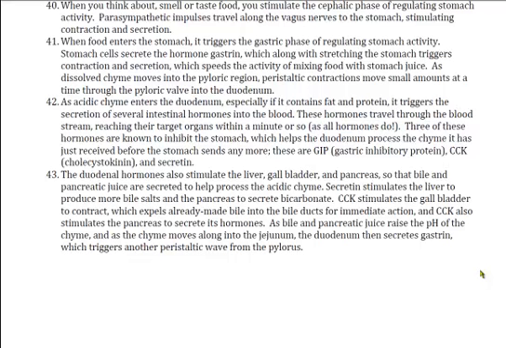And as bile and pancreatic juice raise the pH, then the duodenum is going to secrete gastrin, which triggers another peristaltic wave.